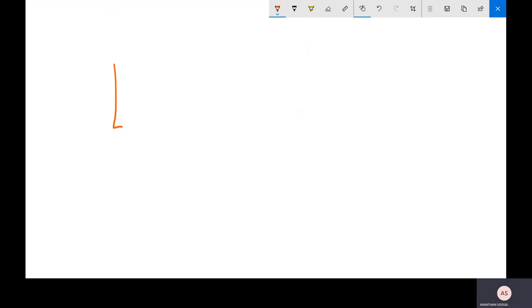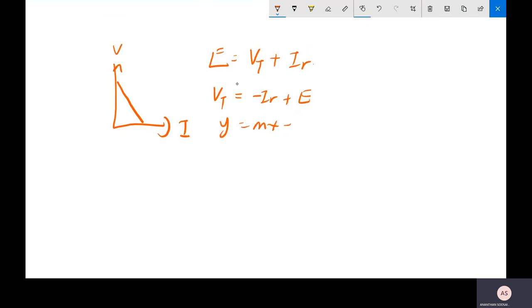Okay, so I hope you got the graph of V versus I. So your expected graph must be a straight line with a negative gradient. So your EMF equals to what? Your terminal voltage plus the I small r. So therefore, we rearrange V equals negative Ir plus E. So y equals to mx plus c. So from here, your intercept must be your E. The intercept is your EMF.